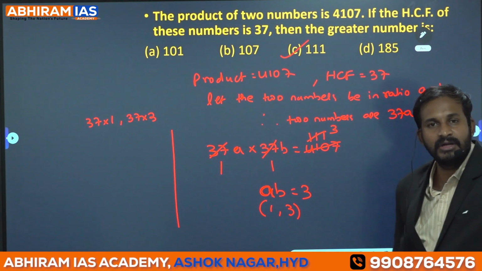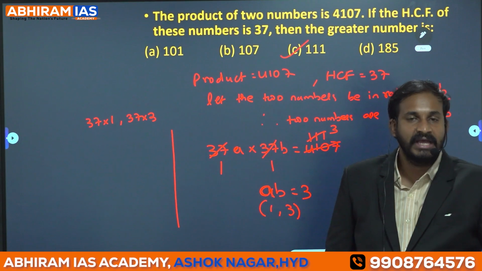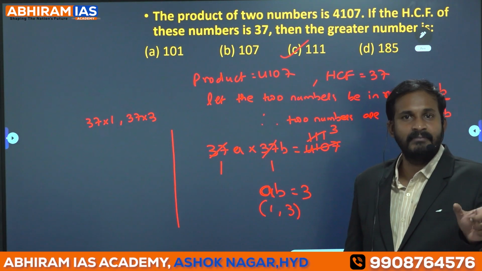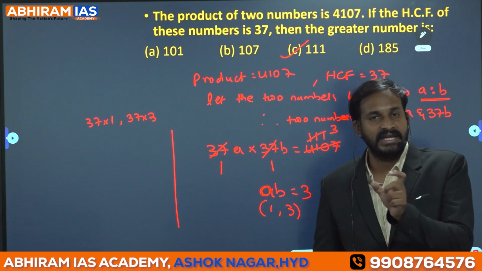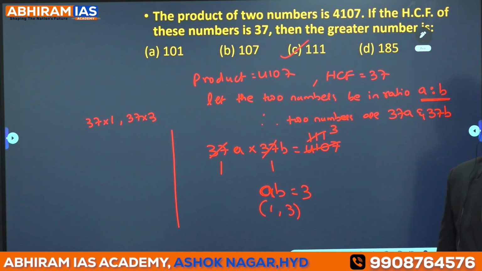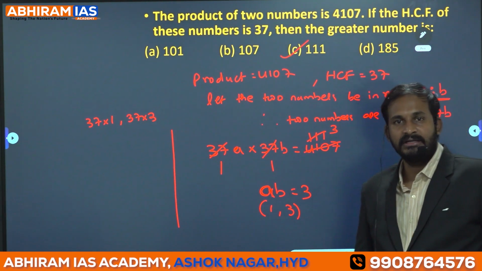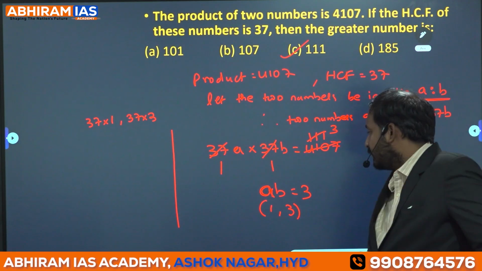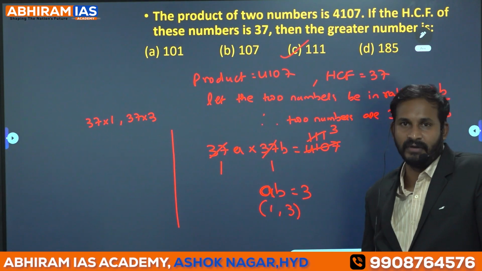And when you write two numbers in the form of ratios, we cancel them with their HCF. That is one logic. After writing the numbers in the form of ratios, the numbers we write in the ratios will always be co-primes. Co-primes means what? Already we discussed in our number system, their HCF will always be equal to 1.